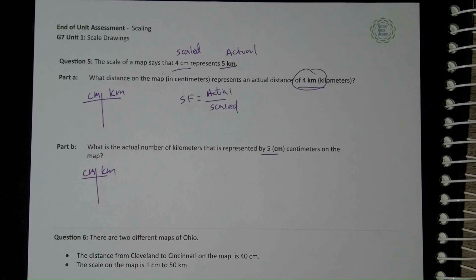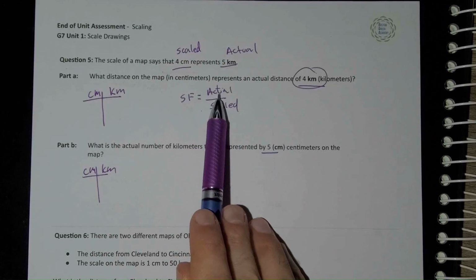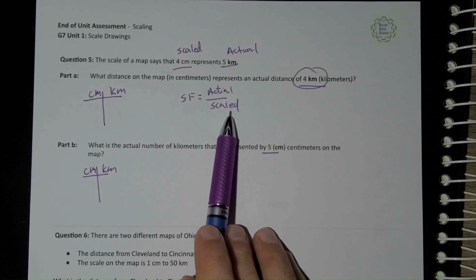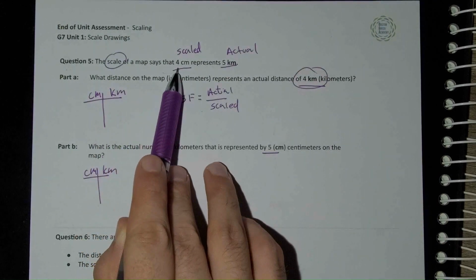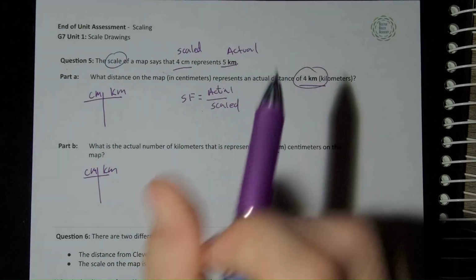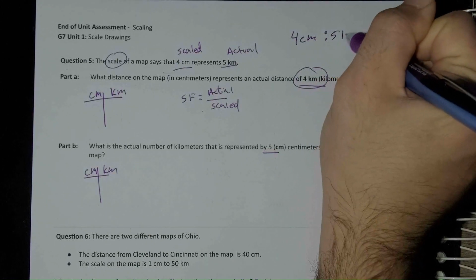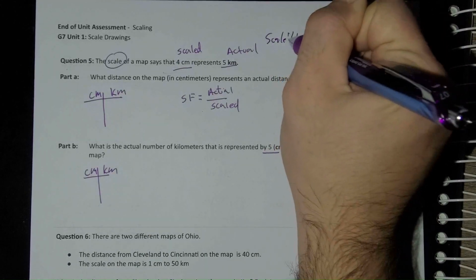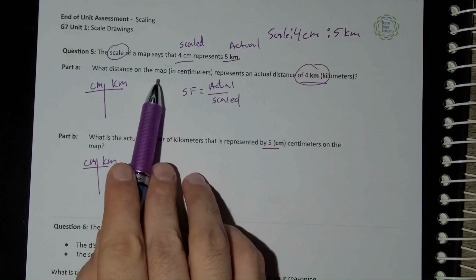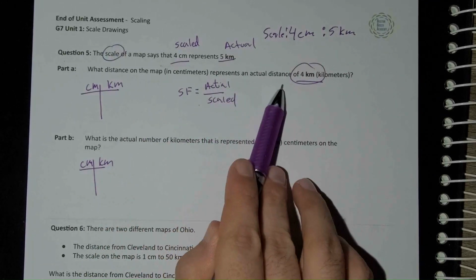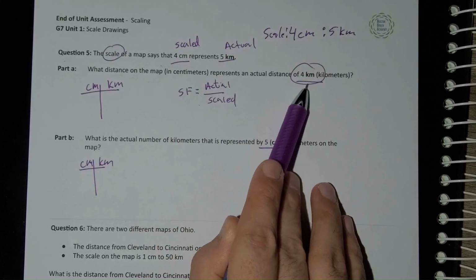All right, again, we're working with scale factor, which in this case is a ratio, right? So we want to do our actual length divided by our scaled length. Well, what's our scale factor? If we look up here, the scale of a map says that 4 centimeters represents 5 kilometers. And so this is a 4 cm to 5 km scale. That was the first step that we wanted to recognize. And then it asks, what is the distance in the map in centimeters representing an actual distance of 4 kilometers? And so it wants to know how many centimeters is 4 kilometers based off of our map.